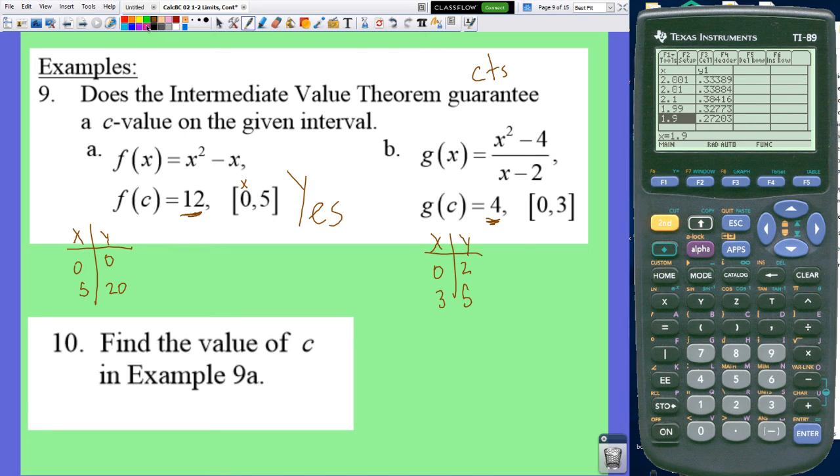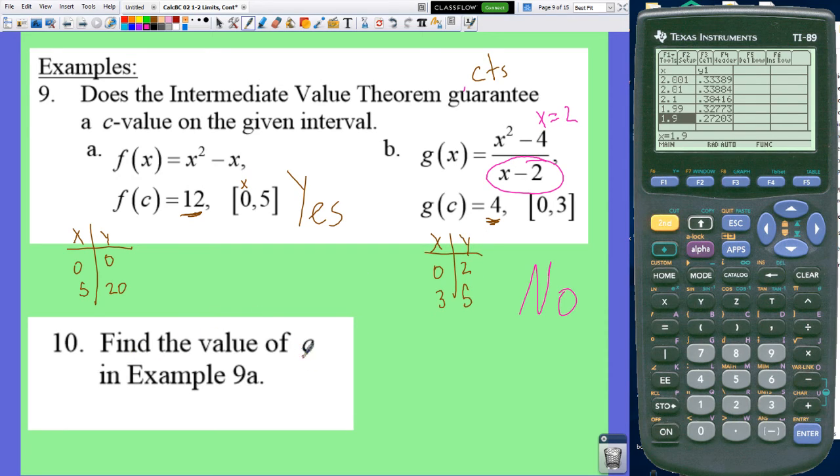However, wait a minute. We have to be continuous. Notice this. You're dividing by this. That means you're discontinuous at x equals 2. 2 is between 0 and 3. So we cannot use the intermediate value theorem because it is not continuous. See that?